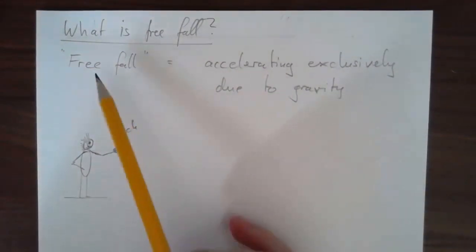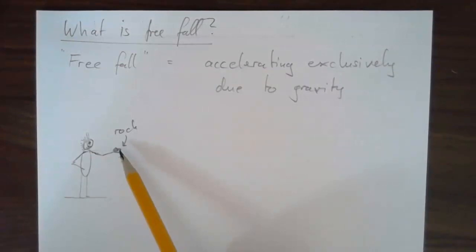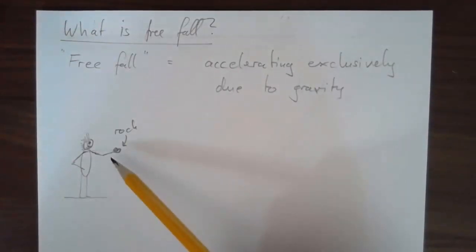Right? So if I drop a rock, here's me, with my new haircut, I've got a rock, I'm about to drop it. So I drop the rock, as soon as I take my hand away, the rock will be falling, it will be going downwards due to gravity, and this is called free fall.